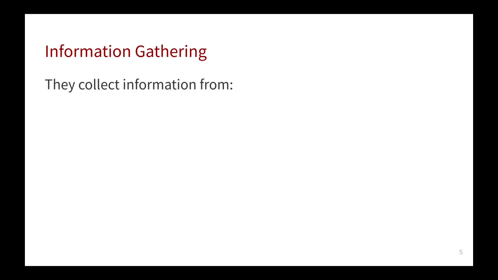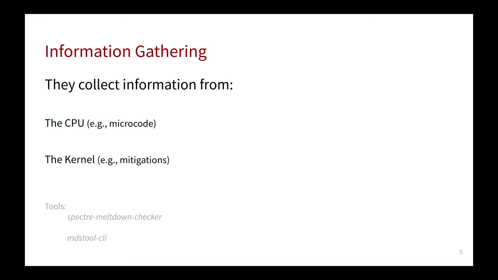As the name suggests, these tools collect information from various sources, the CPU and the kernel. For instance, from the CPU, using the CPUID instruction, they try to verify the microcode version, and based on that, understand if the system is updated or not. And through the kernel, with the procfs interface, they try to verify which mitigations are available on the system and which ones are enabled. The tools available in this category are called Spectre Meltdown Checker and MDS Tool client.